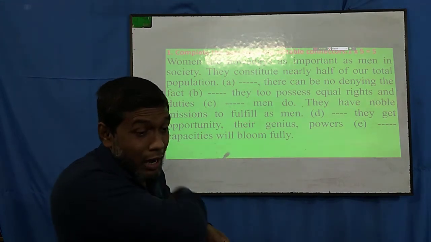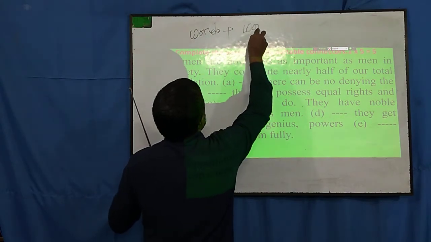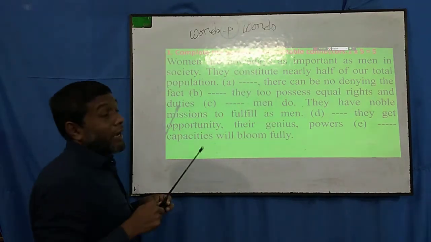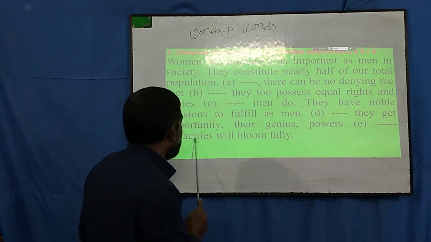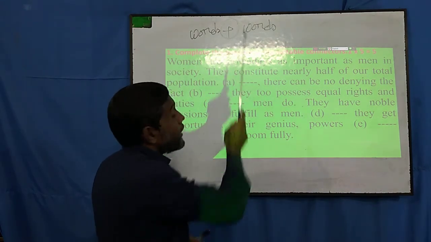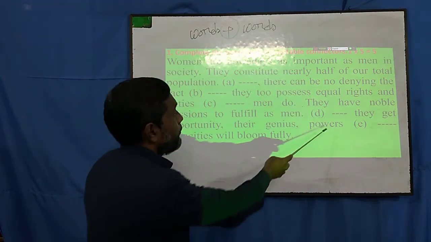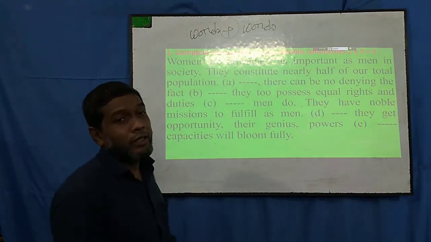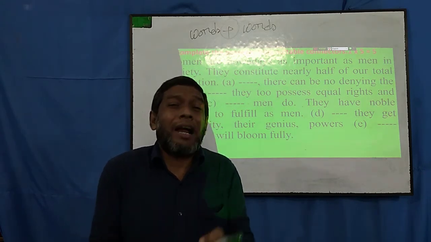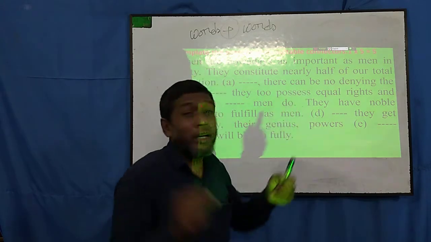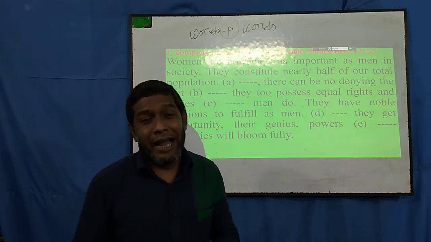So now "genius powers, dash capacities." How interesting it is, dear students. This is words plus words. This is a noun and this is another noun. So between these two words, I must use a coordinating conjunction. So I will use "and": "powers and capacities will bloom fully." So dear students, how interesting, how easy it is if you practice at home in this way. When you go to write down the answer, you will get a clear idea about it.